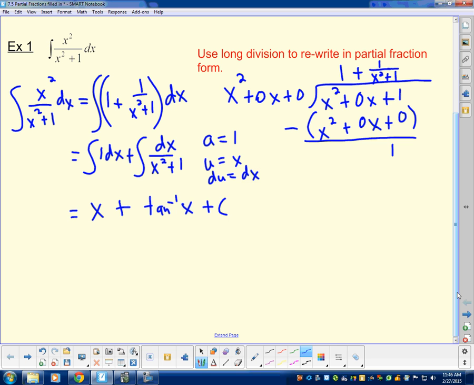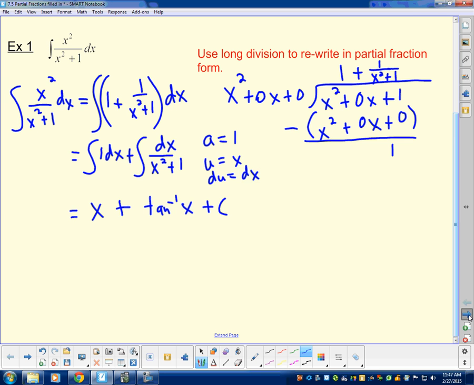That's probably the one that would show up on the AP exam, the inverse trig one, so we want to be able to recognize that. I haven't seen the inverse secant one show up, but inverse tangent would probably be the one that would show up. That's it. So that's using long division. So just keep that example in mind. And when do we use long division? Yeah, equal or greater.